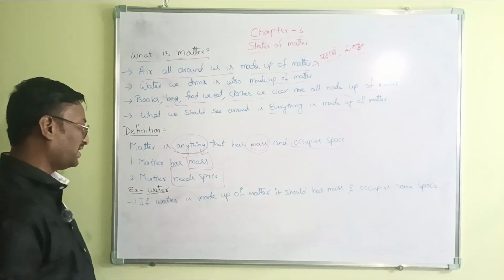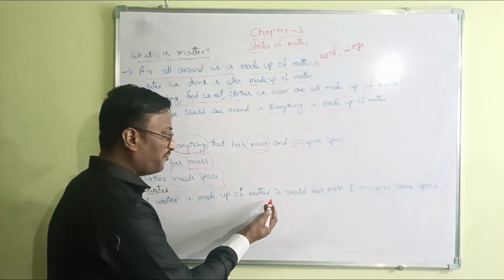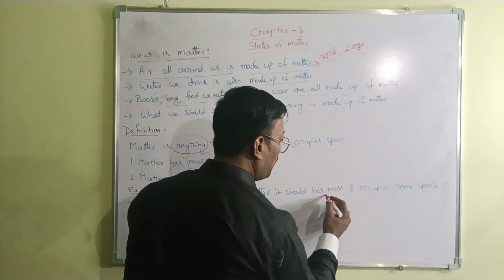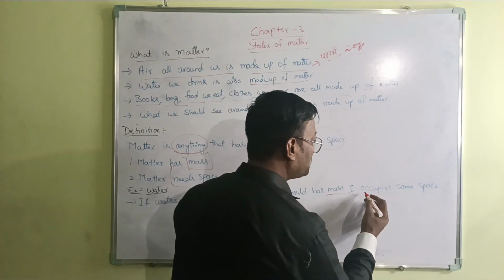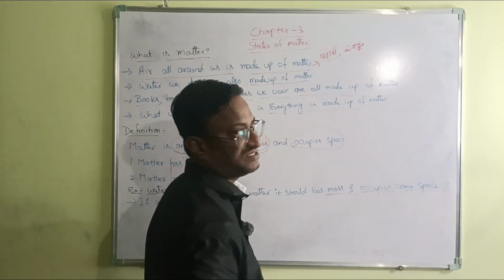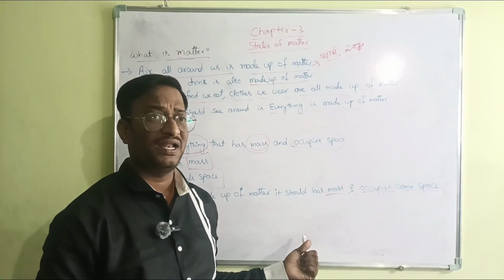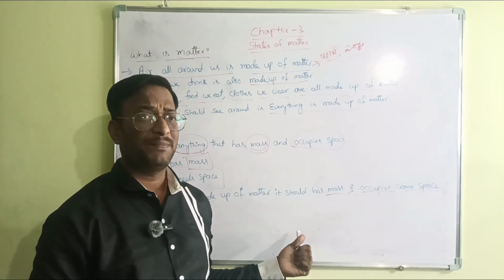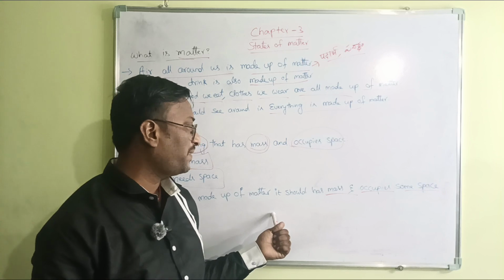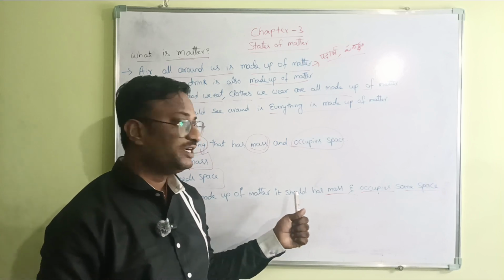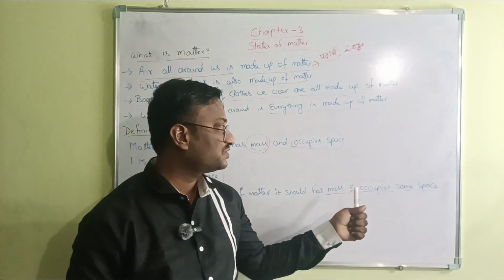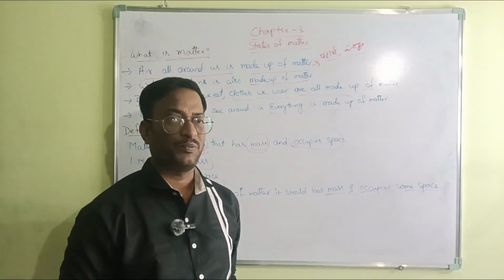For example, water. If water is made up of matter, it should have mass and occupy some space. If water is made up of matter, we are telling that everything is made up of matter. If water is made up of matter, it should have some mass and also some space to occupy. Let us see now.